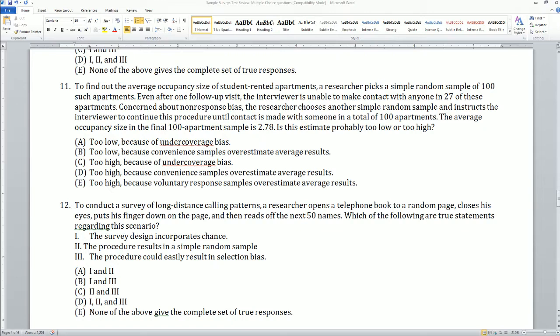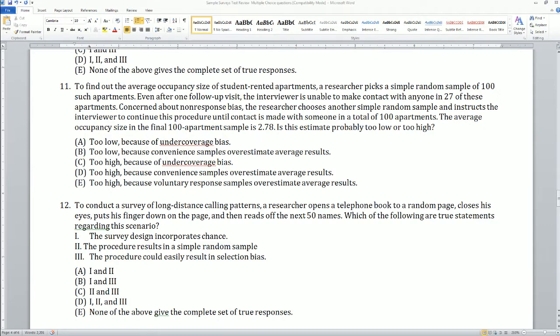Okay. So think of why the interviewer was unable to make contact with anyone in those 27 apartments. No one was home, correct? That's why they didn't respond. Yeah. Which is actually the point of the survey, your average occupancy.